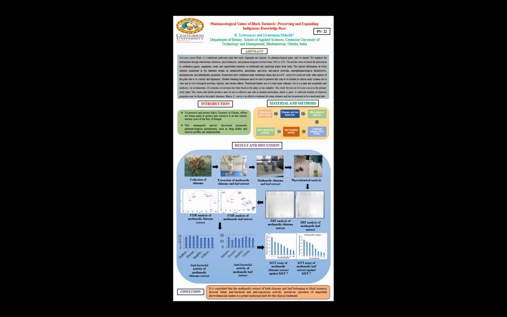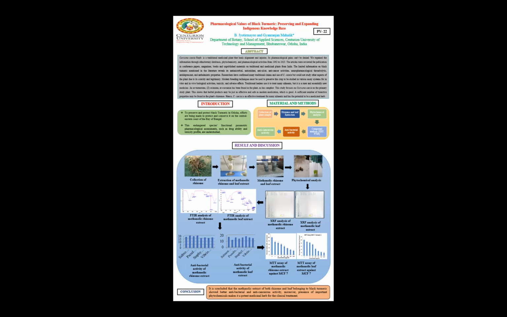My presentation topic is pharmacological values of black turmeric, preserving and expanding indigenous knowledge base. Starting with the introduction, black turmeric, also known as Curcuma caesia, is a traditional medicinal plant that has healed many ailments from ancient times. It has many functional components which contribute to its pharmacological values. This endangered species is found along the central eastern coast of the Bay of Bengal. Therefore, to preserve and protect its existence and therapeutic values, efforts are being made to protect and conserve it.